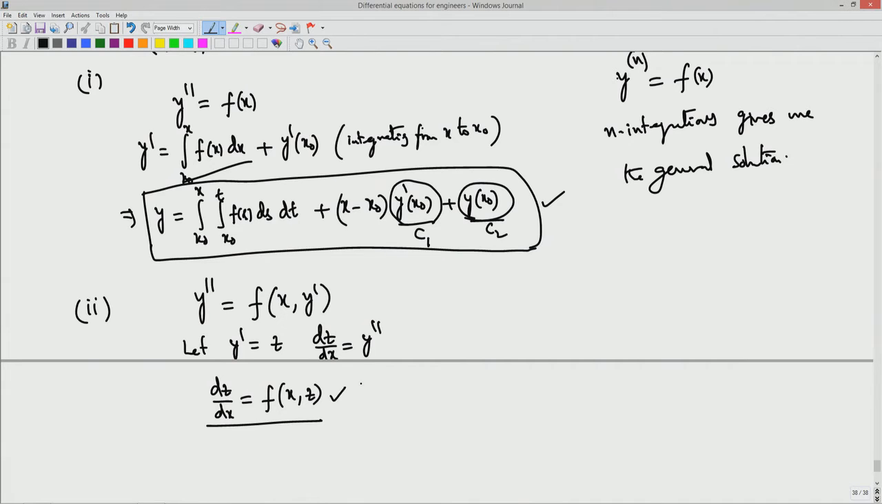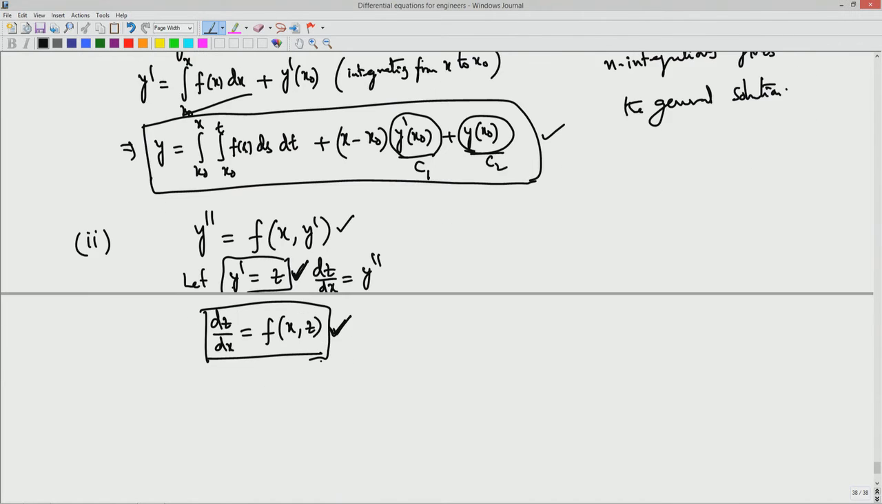If I know how to solve this, then I can find my z, and then I go back and do one more ODE, y dash equal to z. Having known z from this ODE, I put it here and I solve this second ODE to get my y. That is how you solve the second order equation. So, you have solved the second order equation by solving two first order equations, okay, simultaneously. So, this gives me a feeling.